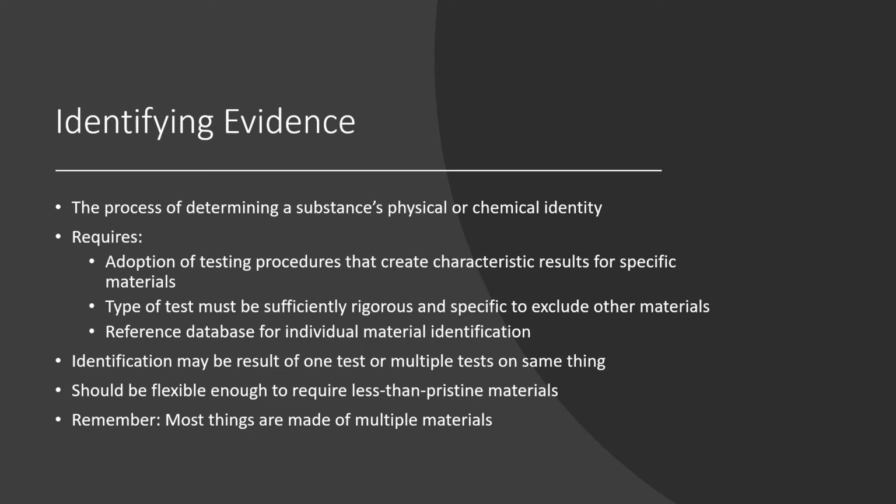Identification may be the result of one test or multiple tests on the same thing. Oftentimes, in order to identify what a material is, you're not going to just do one thing to it. You'll do a few things to it, look at all of the results, and as long as all of those different test results point to something being of the same material, then you can feel reasonably assured that you are in fact working with the material you thought you were working with.